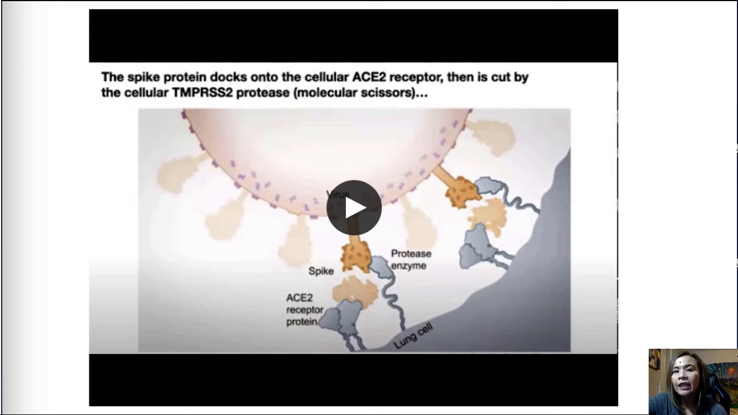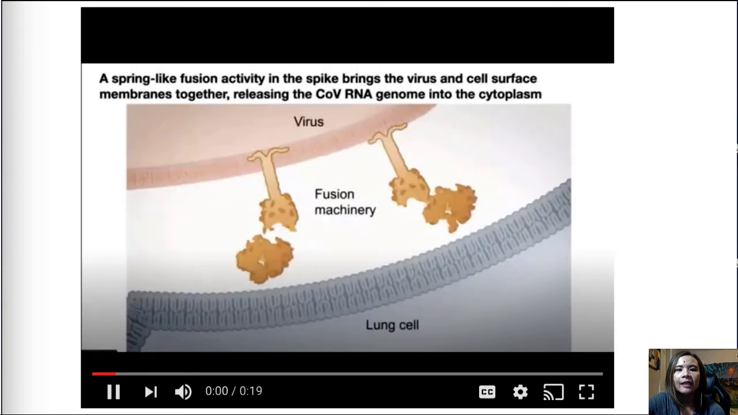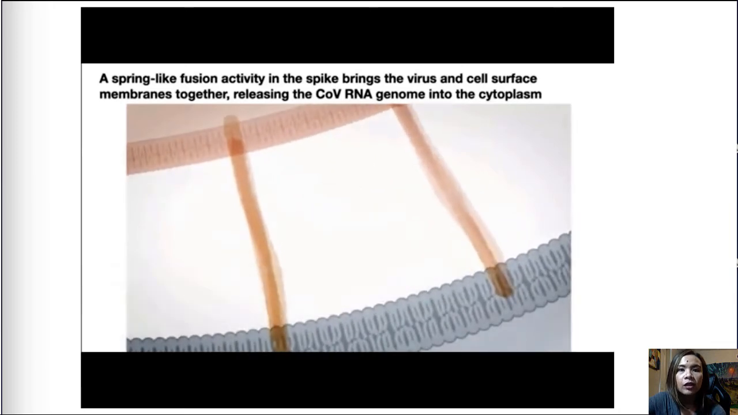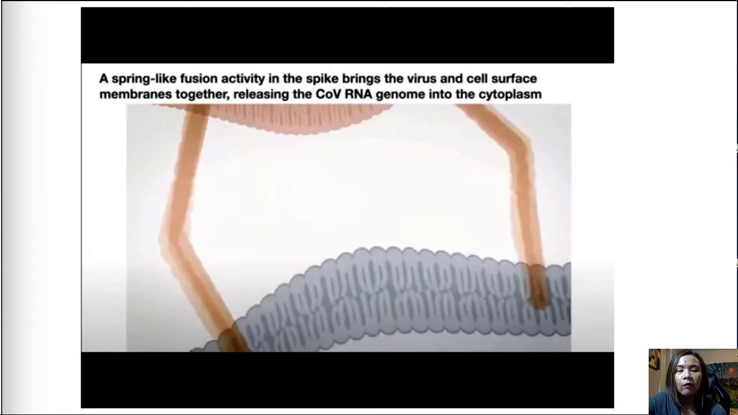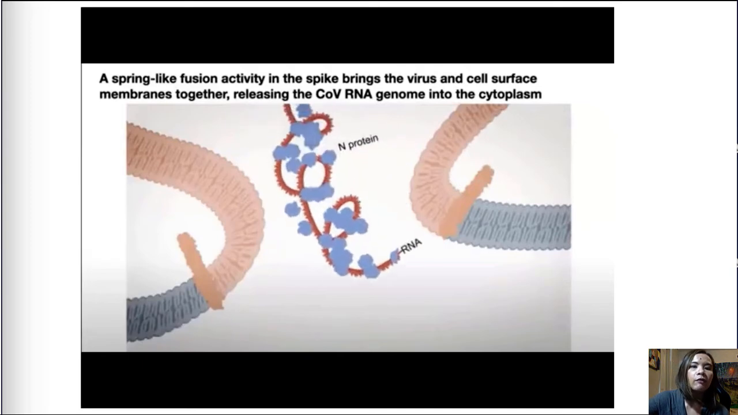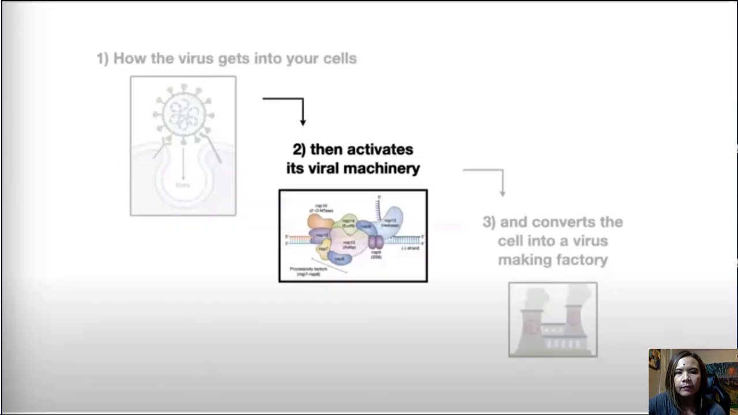The upper domain is clipped by a protease enzyme. The protease enzyme that has been shown to play a major role in clipping off and activating that spike fusion machinery is called TMPRSS2. Now, once the head of the spike is clipped, it allows the fusion machinery to turn on, insert into the cellular plasma membrane, and bring the viral membrane closer and fuse them. This creates a portal between the virus and the cell, so the virus can insert its viral RNA genome into the cytoplasm to start replicating.